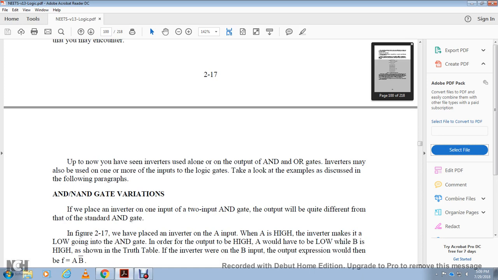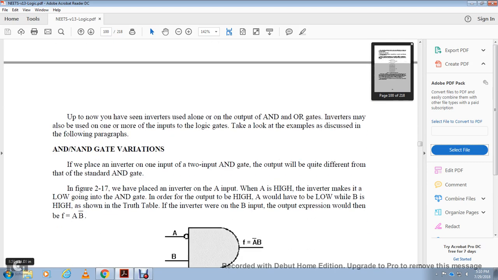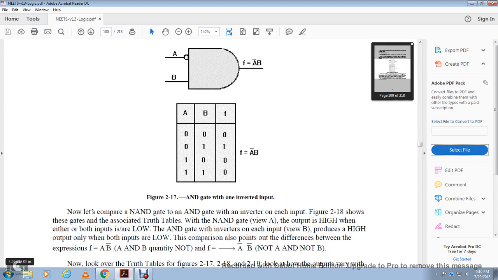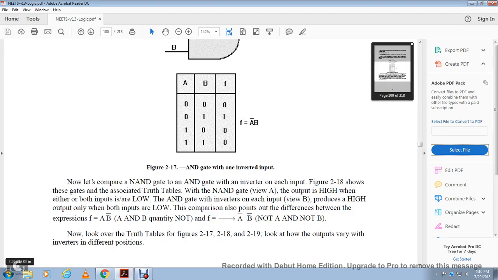An inverter placed on one input of a 2-input AND gate makes the output quite different from the standard AND gate. In figure 217, an inverter is placed on the A input. When A is high, the inverter makes it low going into the AND gate, and for the output to be high, A would have to be low while B is high, as shown in the truth table, whereby B is input. The output expression is F equals not A times B.